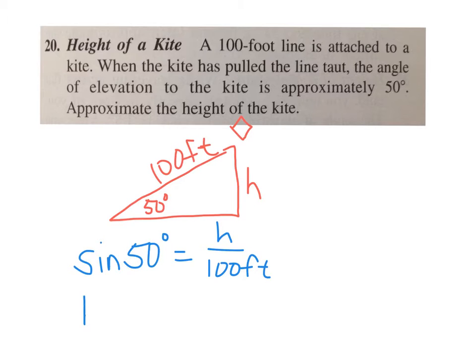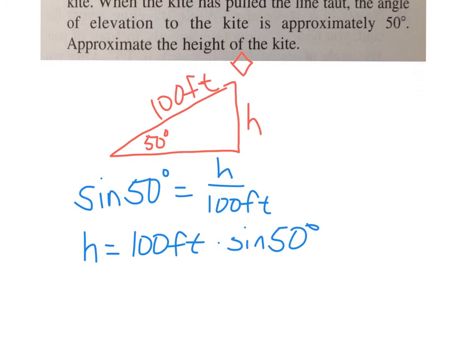And so then that means for our height, we're just going to multiply by 100. So 100 feet times the sine of 50. Make sure your calculators are in the right mode, right? We're in degrees here. And, right, you just type that into the calculator, and you get that the height of the kite is roughly 76.6 feet.